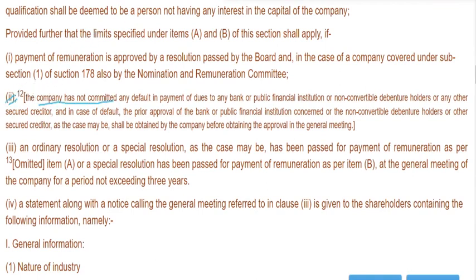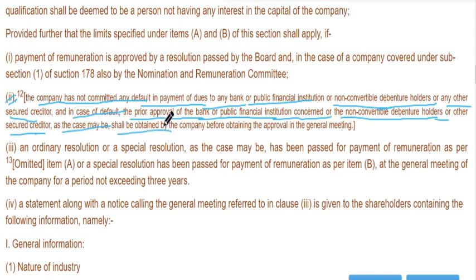The company has not committed any default in payment of dues to any bank, public sector institution, non-convertible debenture holder, or any other secured creditors. In case of default, the prior approval of the bank, public financial institution concerned, any non-convertible debenture holder, or other secured creditor, as the case may be, shall be obtained. Prior approval of these parties shall be obtained by the company before obtaining the approval in general meeting.